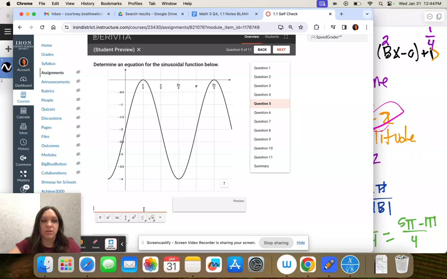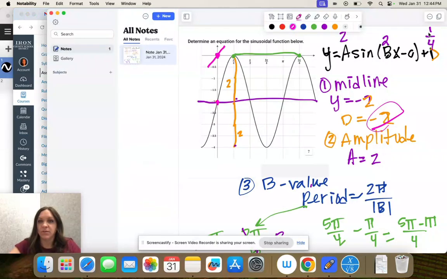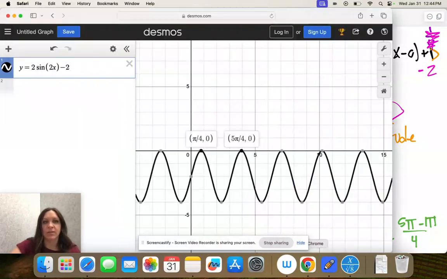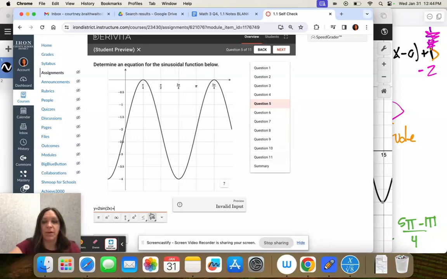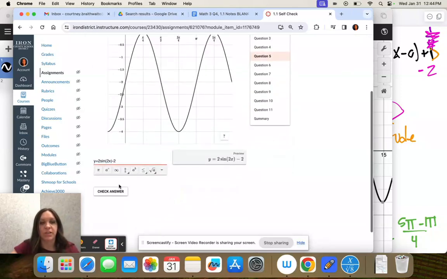Y equals 2 sine of 2x plus, why did I write 1/4 there? -2, D is -2. That's weird. I can't remember why I did that. Okay, -2. Lots of 2's.